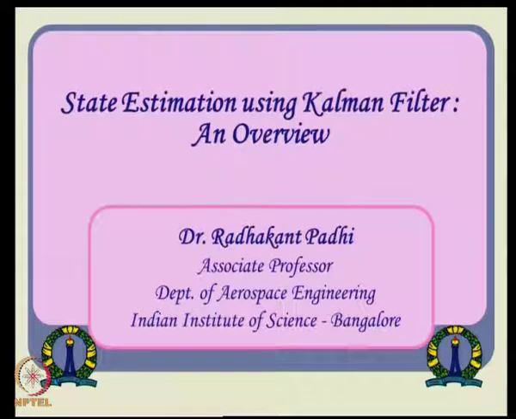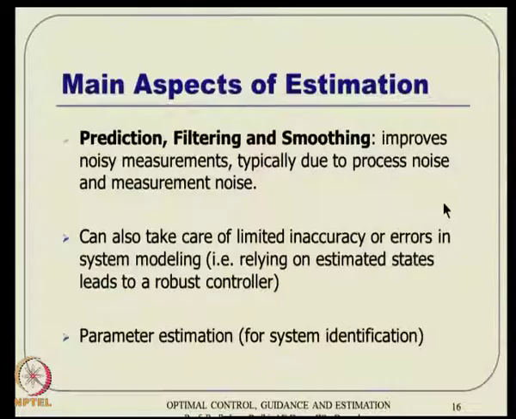Again, we'll need some sort of random variable concepts and things like that, which we are going to discuss subsequently. But let us see a little bit of overview of what this Kalman filter is about. So, the main aspect of estimation, if you see, talks about prediction, filtering and smoothing. Prediction is what is going to happen in the future, filtering is what is happening right now, and smoothing is what has happened before. And typically these three algorithms are based on somewhat similar mathematics, but they have different implications actually.